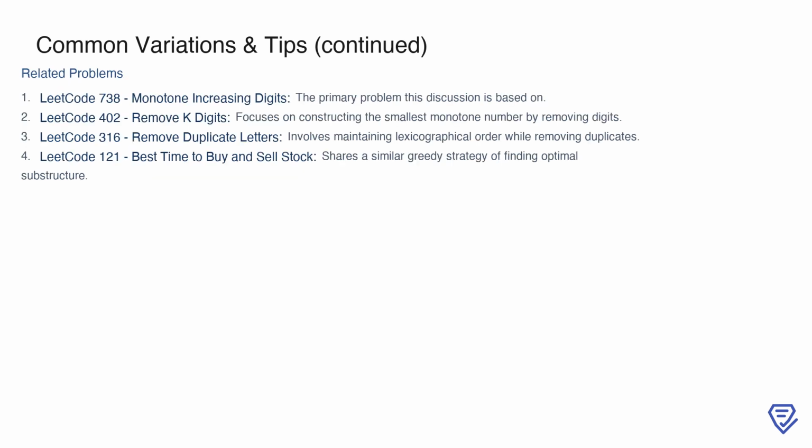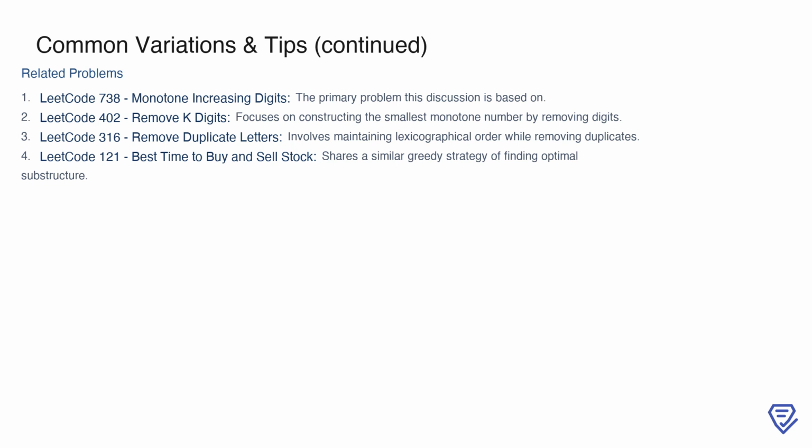This problem is closely related to several others that you might encounter in coding interviews. Of course, the primary problem here is LeetCode 738, monotone increasing digits, which we've been focusing on. Another related problem is LeetCode 402, remove k digits. In this problem, the goal is to construct the smallest monotone number by selectively removing digits, which also involves strategic digit manipulation and optimization. Then there's LeetCode 316, remove duplicate letters, which requires maintaining lexicographical order while removing duplicates, another scenario where careful digit or character level adjustments are critical.